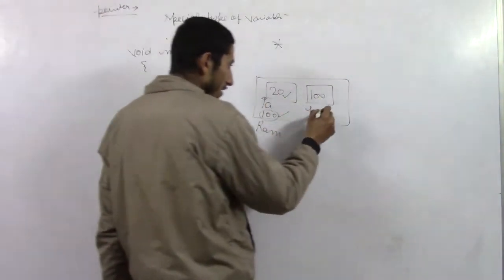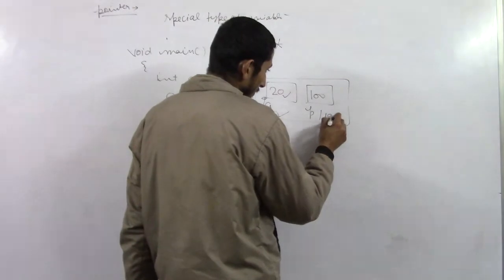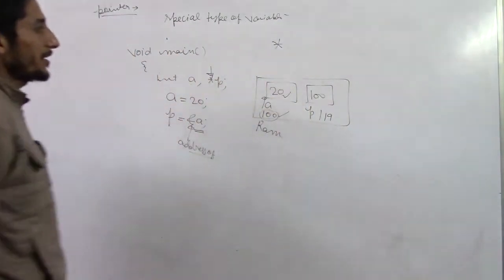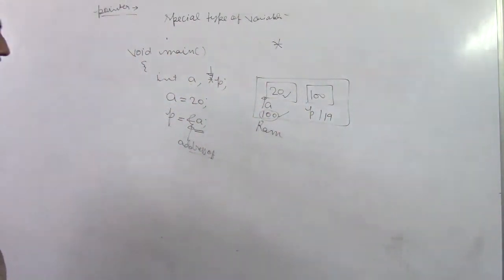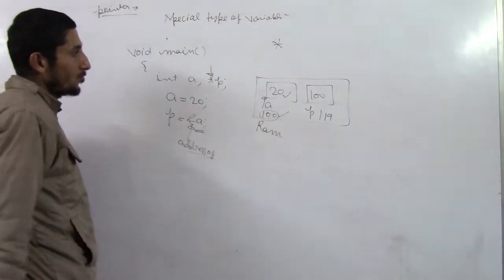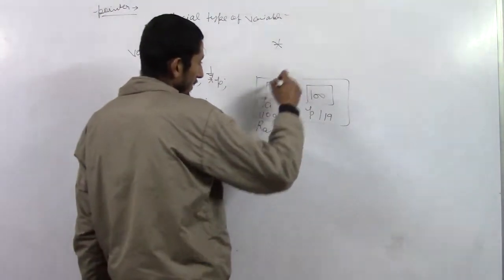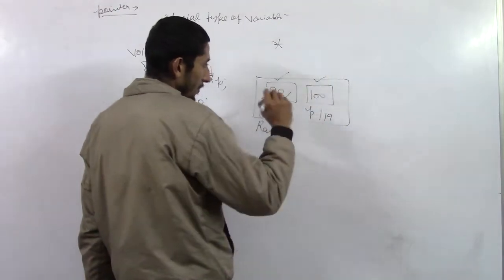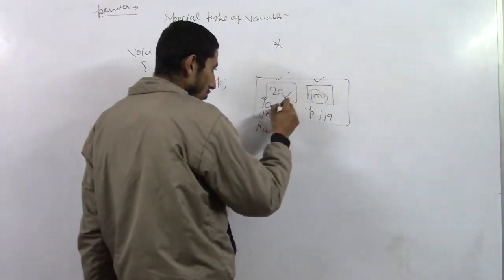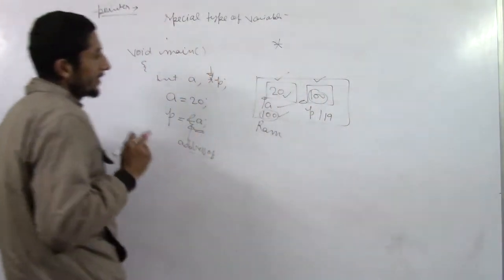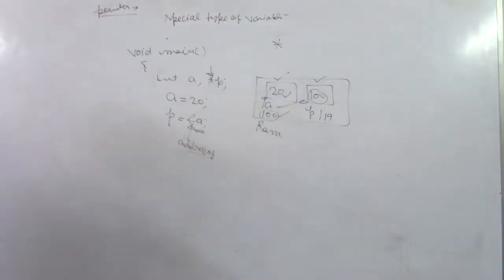And this p has its own address, let's say 119. Are you following this? This p has its own address. So from memory point of view, I have two blocks. First one is a, the second one is p. But the content of p is the address of a. Are you following this? Content of p is the address of a.